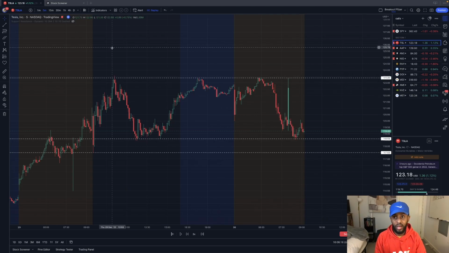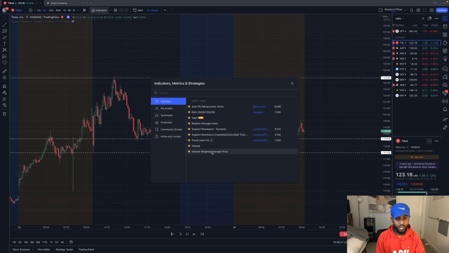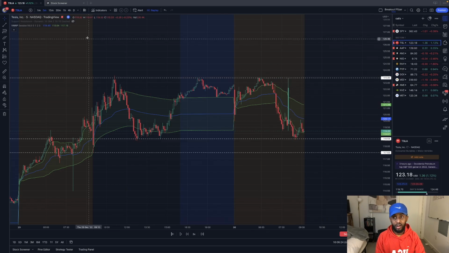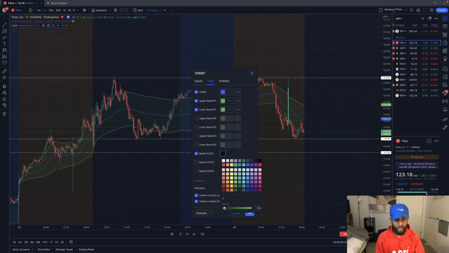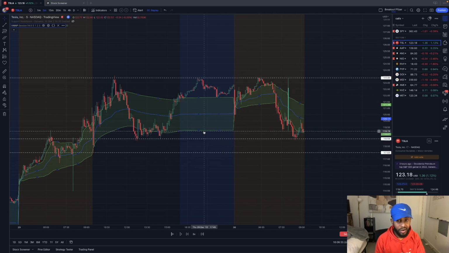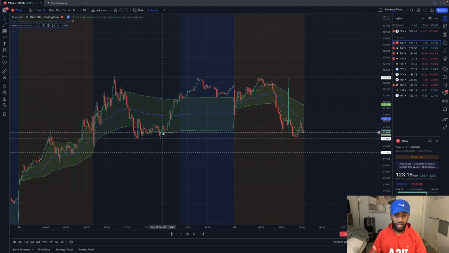Now, the next thing that I like to do is I look for my next indicator, which is my volume weighted average price. And when I click on that, I like to change it just a little bit. I like the cloud to be just a little darker. So this is our VWAP levels. The bottom of the cloud is our overbought areas, and the top is our oversold areas. So when we get to the bottom of this, it's more of a buying area, and the opposite is the same for the top.